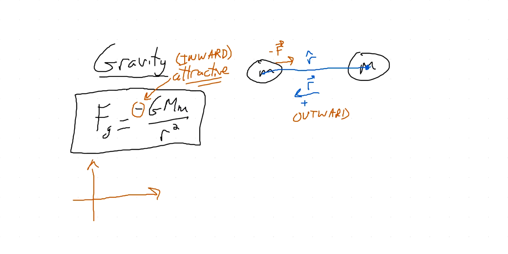So if I were to graph it, force versus radius, it would be like this. Negative meaning attractive, inverse square law. That's it. Cool. So that's step one.